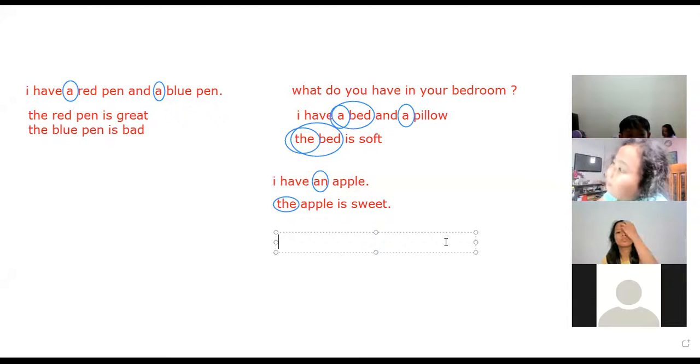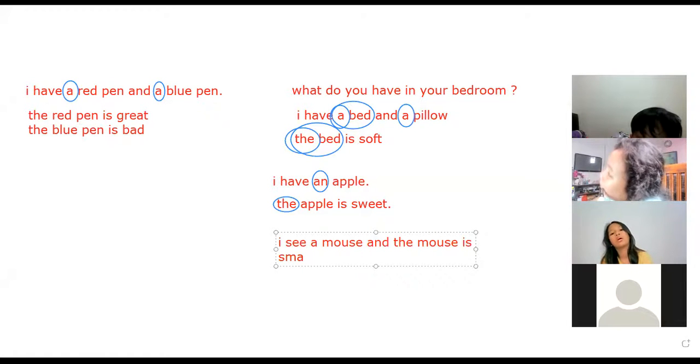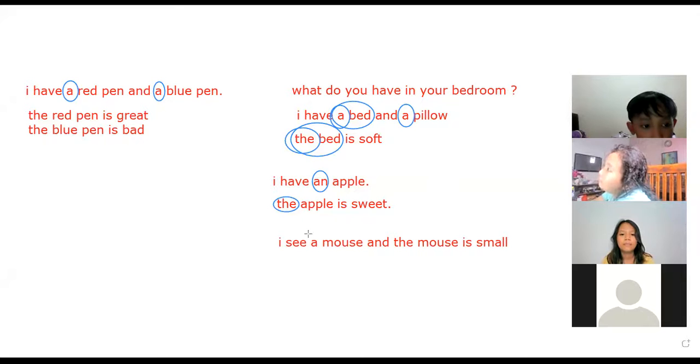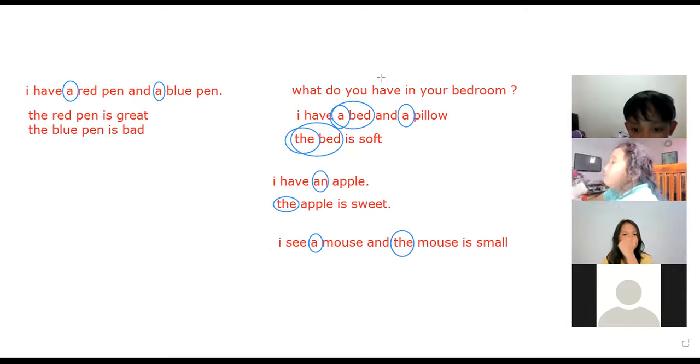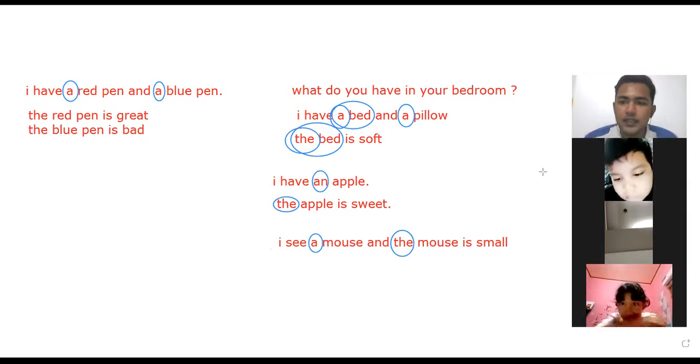Okay. Now I want to explain again here, everyone. So you can answer, I see a mouse. The mouse is small. Okay, all right, now listen first. I see a mouse. So first you must say a, and the second, you must say the. A mouse and the mouse. So do you understand? Yes. How about Faras? Do you understand about this, Faras? Good job.